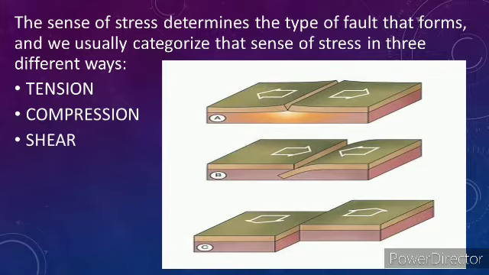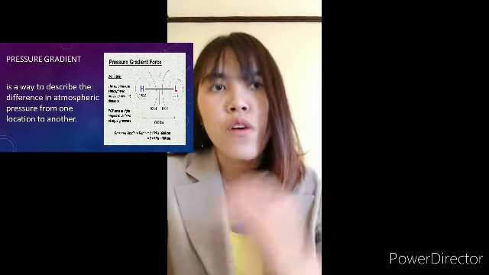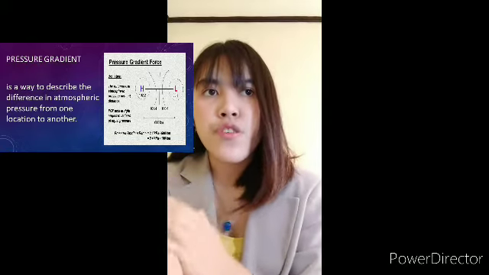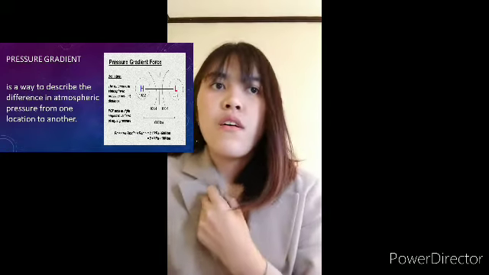And now let's move into pressure gradient. Pressure gradient is a way to describe the difference in atmospheric pressure from one location to another. You can think of this as how much the air pressure changes as you travel from one specific location to another. The greater the difference in pressure between the two locations, the greater the pressure gradient.